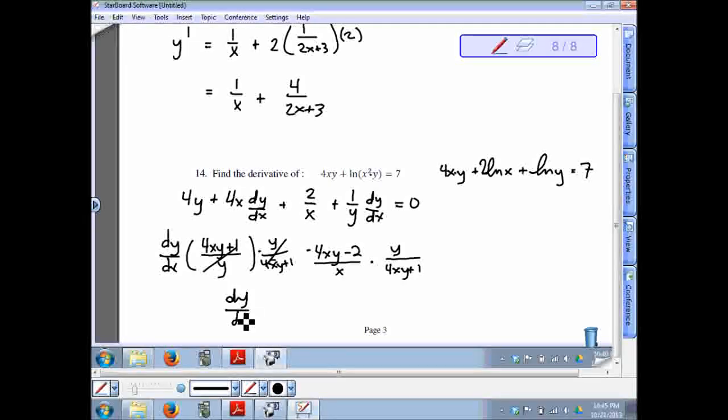So now we can isolate dy dx is equal, if you distribute the y here in the numerator, you're going to get negative 4xy squared minus 2y. And distribute the x down here in the denominator, all over 4x squared y plus x.